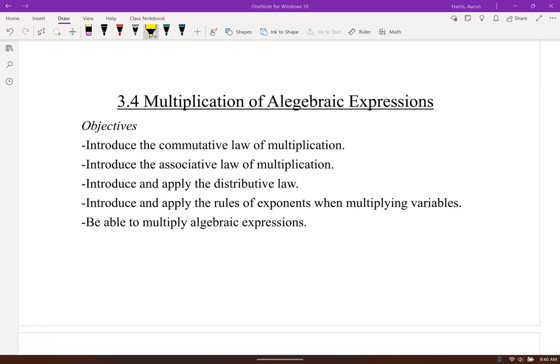All right, let's take a look at multiplication of algebraic expressions. We'll talk about the commutative and the associative law of multiplication. The distributive law, we've actually already used that. And then the rules of exponents in order to multiply algebraic expressions.